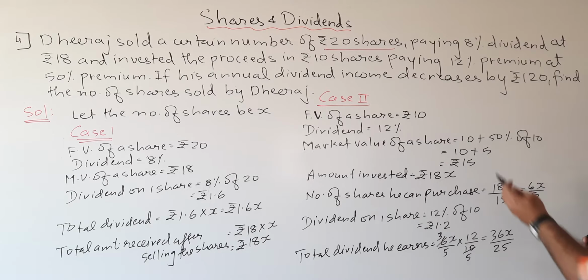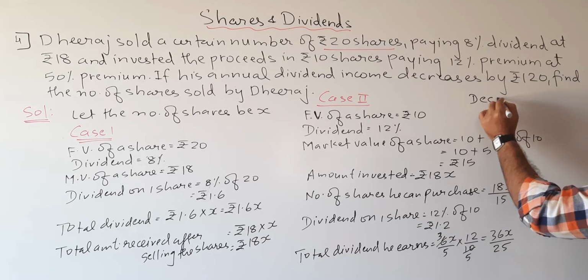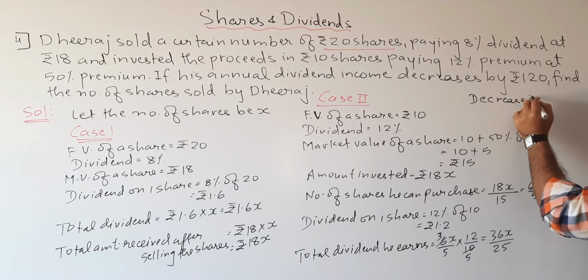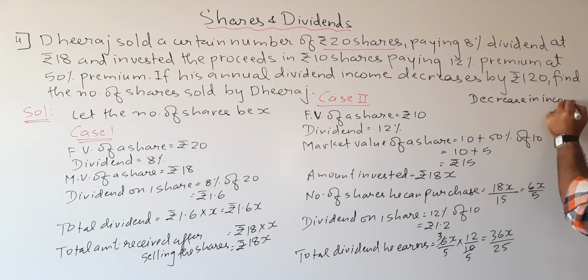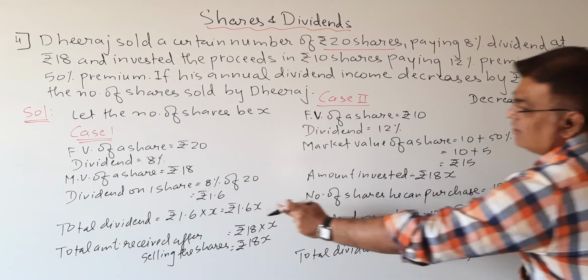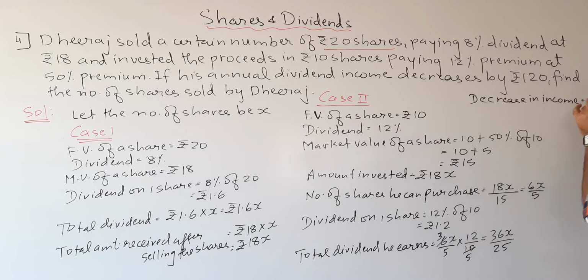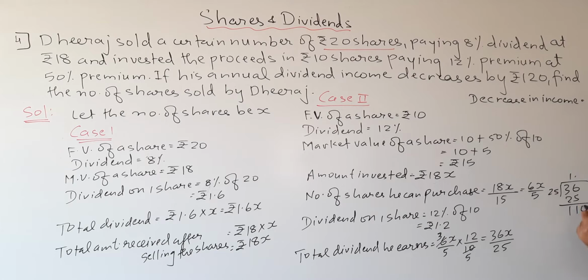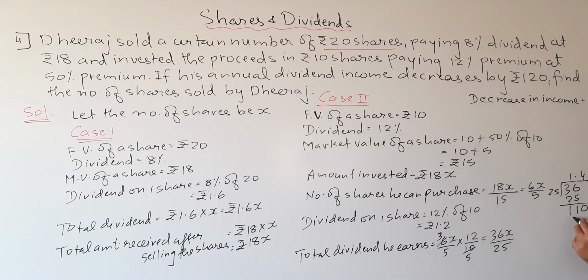So we write over here, decrease in income will be 1.6x minus... okay, let us convert this into decimal only. Because it is divisible, 25 ones are 25, 1 1 decimal 0, 25 fours are 100 and 20. Okay, so it is 1.44x.